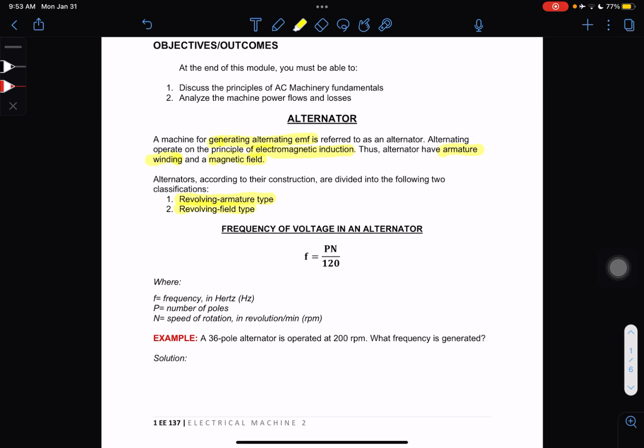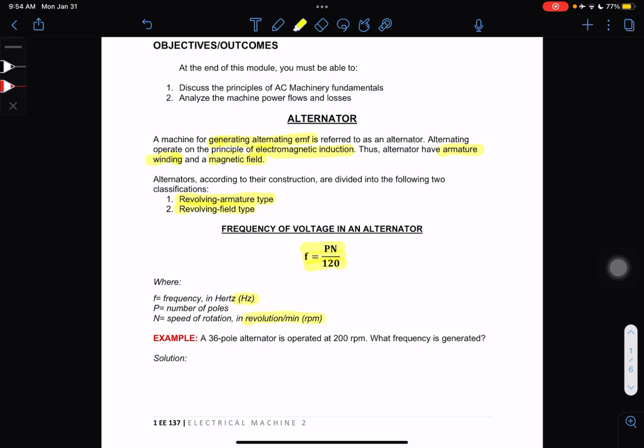So for the frequency of voltage in an alternator, we have our formula. F is equal to P multiplied by N divided by 120, where F is the frequency, the unit is in hertz, P is the number of poles, and N is the speed of rotation, the unit of which is in revolutions per minute or RPM.